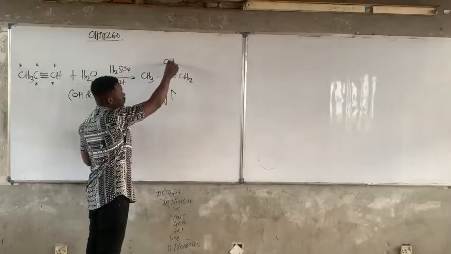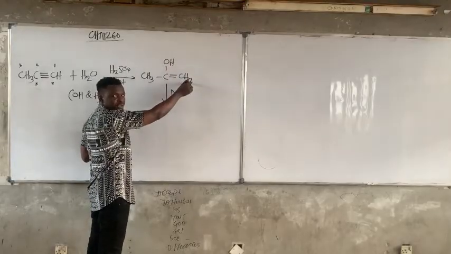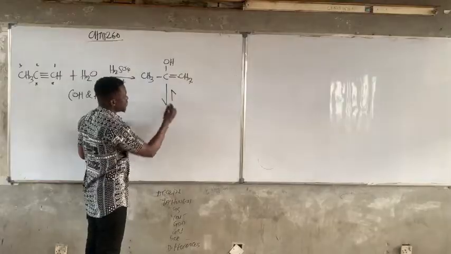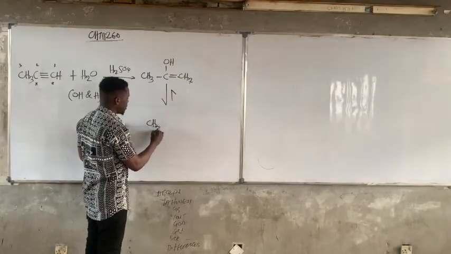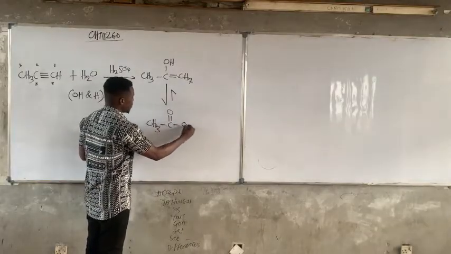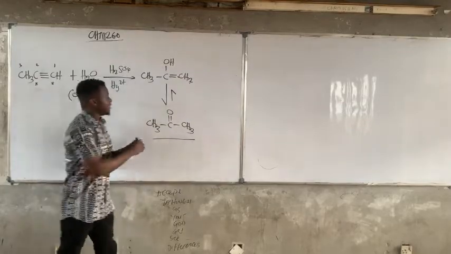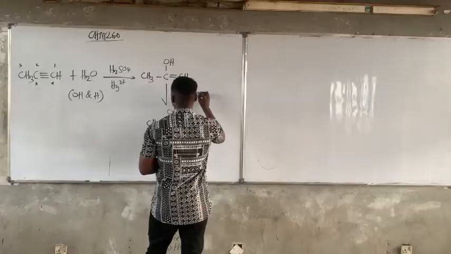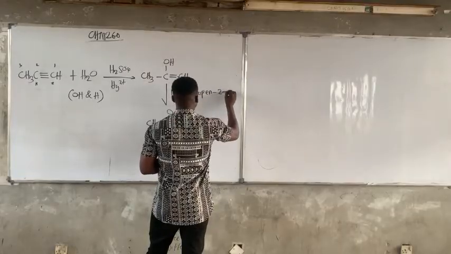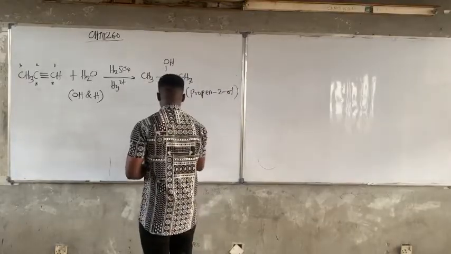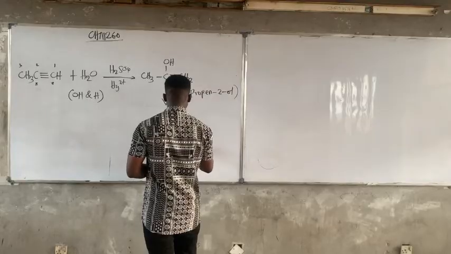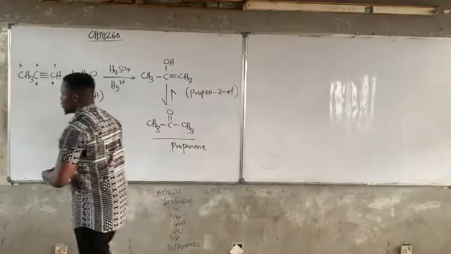So how do we get this? The H of the OH adds to this carbon to form CH3, and this double bond goes to this. So the reaction is going to be CH3, this. So this is the end product of that reaction. It cannot stop at the enol. This is propen-2-ol, and this is propanone. So take note of this.